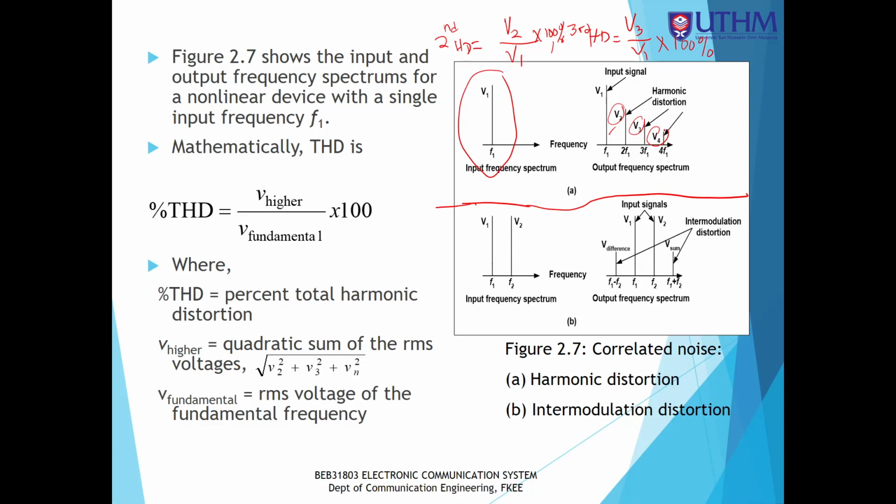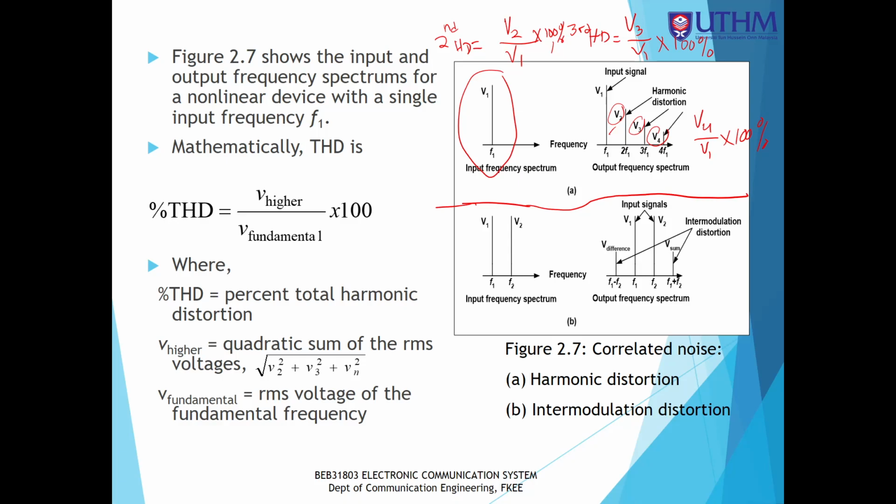Okay. For fourth degree harmonic distortions, it is V4 divided with V1. If you want to make it in terms of percent, we multiply with 100%. Okay, so this is for the fourth order harmonic distortions.